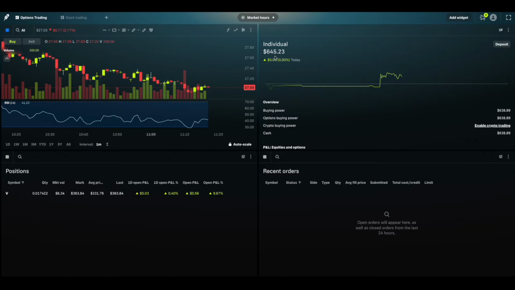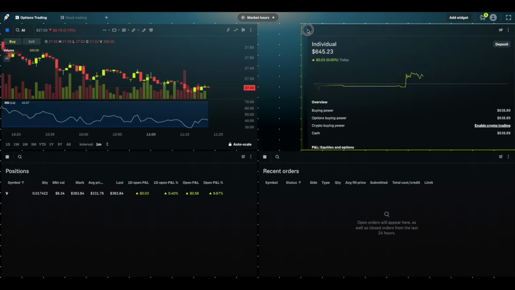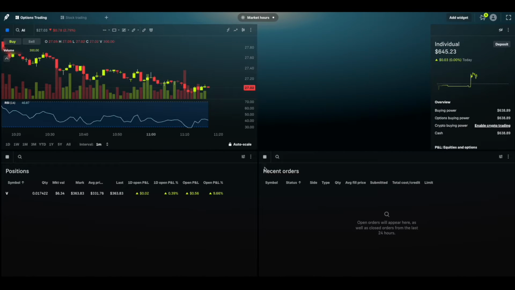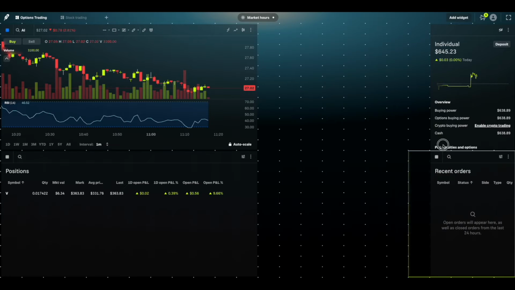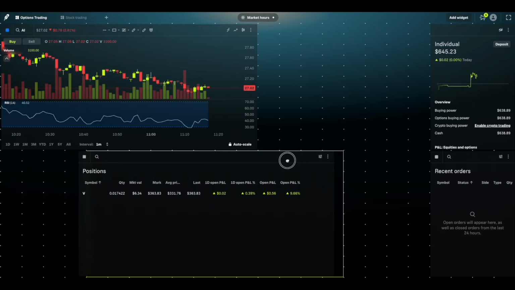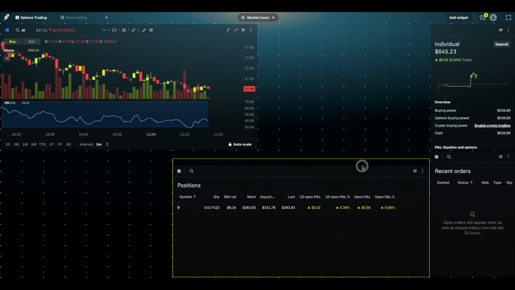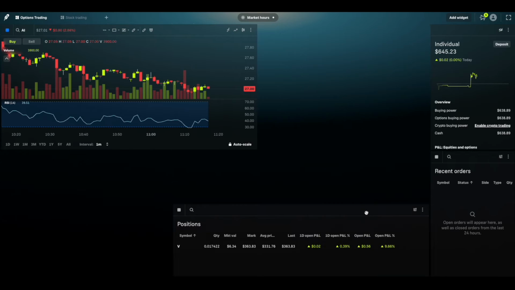You can see we're trading with $645. This is a lot smaller of an account than I normally trade with. For those of you part of my WAP, or part of the YouTube membership, I trade much more money. But I want to become more well-versed with Robinhood. I do think there's a lot of value with this.